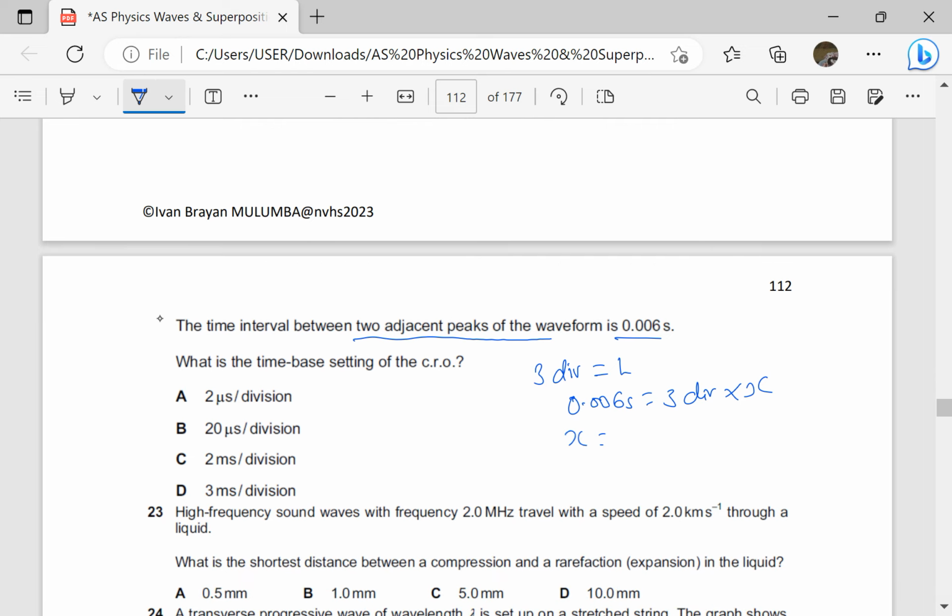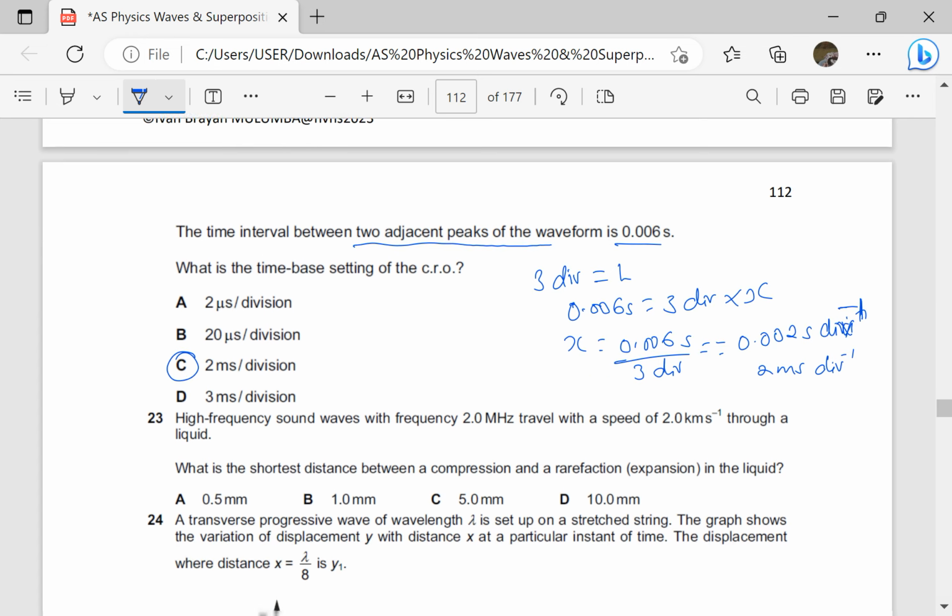So X is going to be 0.006 seconds divided by 3 divisions, which is going to be 0.002 seconds per division. That is going to make this the answer, I guess, because when I move 1, 2, 3, that is 2 milliseconds per division. So the answer is C.